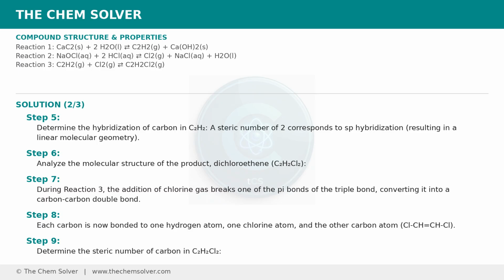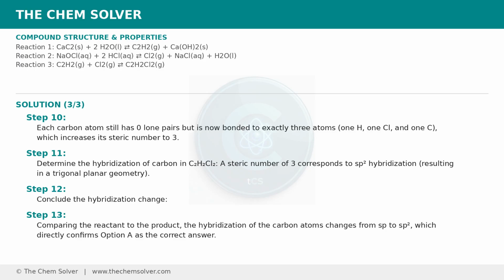Determine the steric number of carbon in C2H2Cl2. Each carbon atom still has 0 lone pairs, but is now bonded to exactly 3 atoms, one H, one Cl, and one C, which increases its steric number to 3.